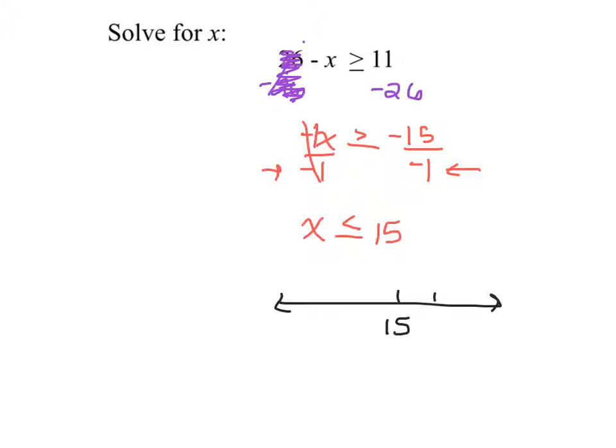And as a review, if I were to graph this, I would put my circle around 15. I would color it in because it could be equal to 15, and since it's less than, I draw my arrow to the left.